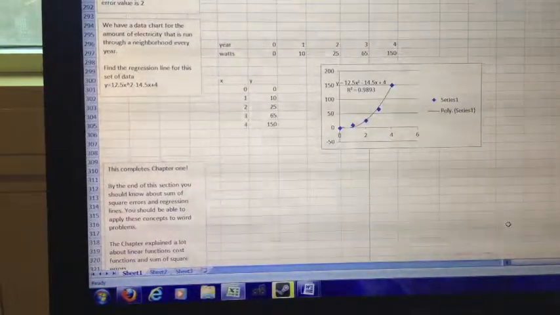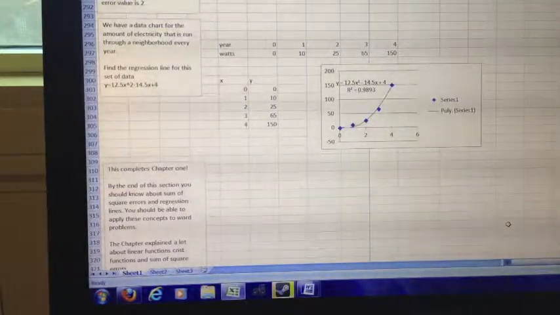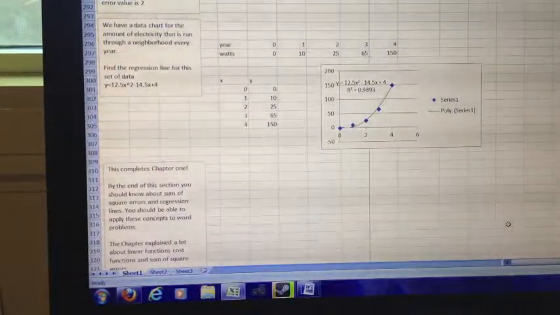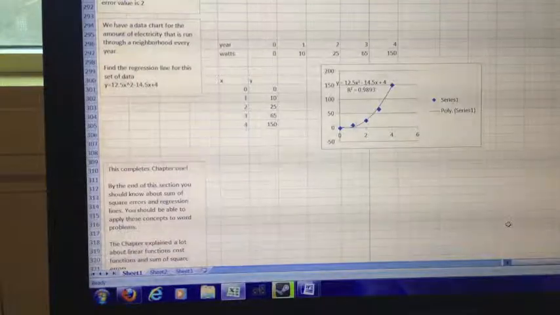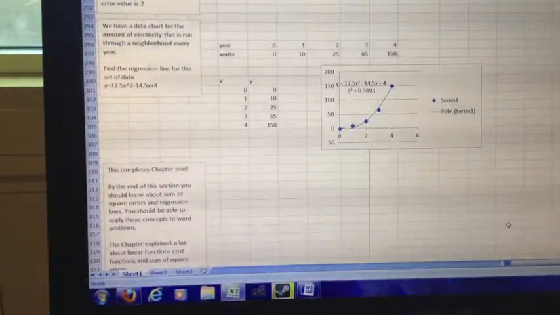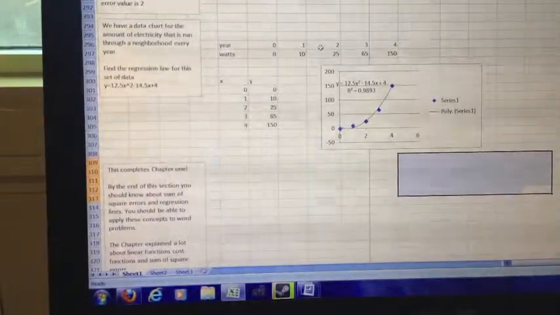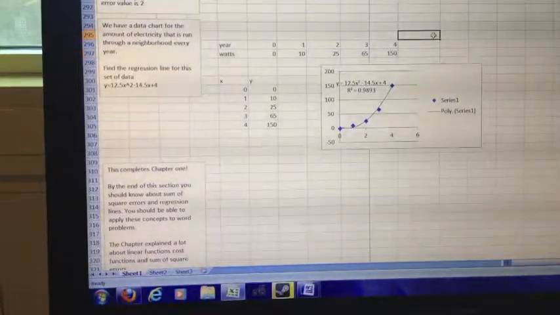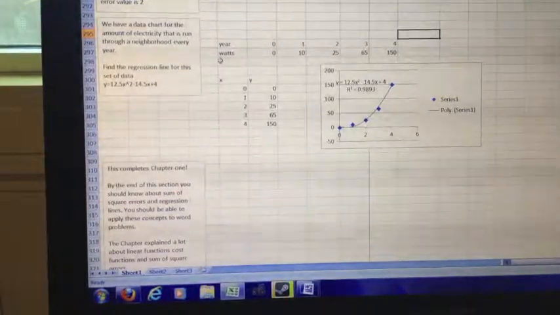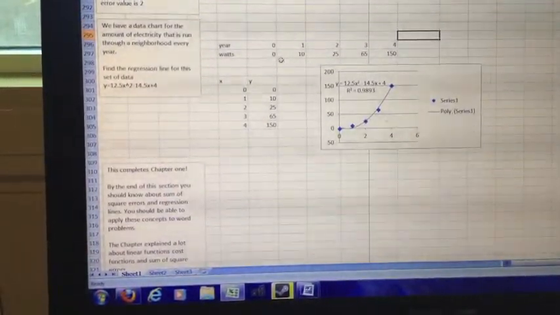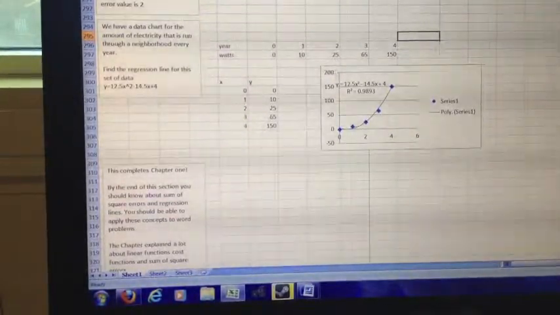Once you understand how to compute your sum of squares, you need to put it into perspective. So here we have a problem, and it says, we have a data chart for the amount of electricity that is run through a neighborhood every year. So we could see that our data chart is up here, and we have our year, which is 0, 1, 2, 3, 4, and it all starts in the year 2000. So this is 2000, 2001, 2002, 2003, and so on. And then we have the watts of electricity used per year. So in 2000 there was none, in 2001 there was 10, 2002 there was 25, and so forth.